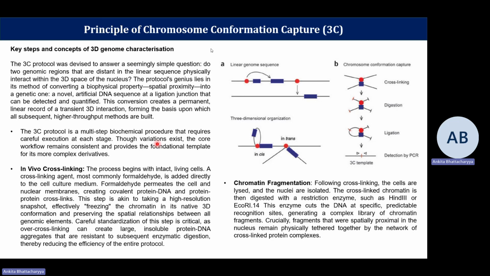And what does it do after penetration? It creates covalent DNA protein and protein-protein cross-links. The idea behind it is that you want it to be very similar to having a high resolution snapshot. What do we mean by snapshot? We mean basically that all of the DNA protein interactions inside the cell are just frozen in space and time, and you have clicked that in that moment, at that point of time, this is what the interaction looked like.